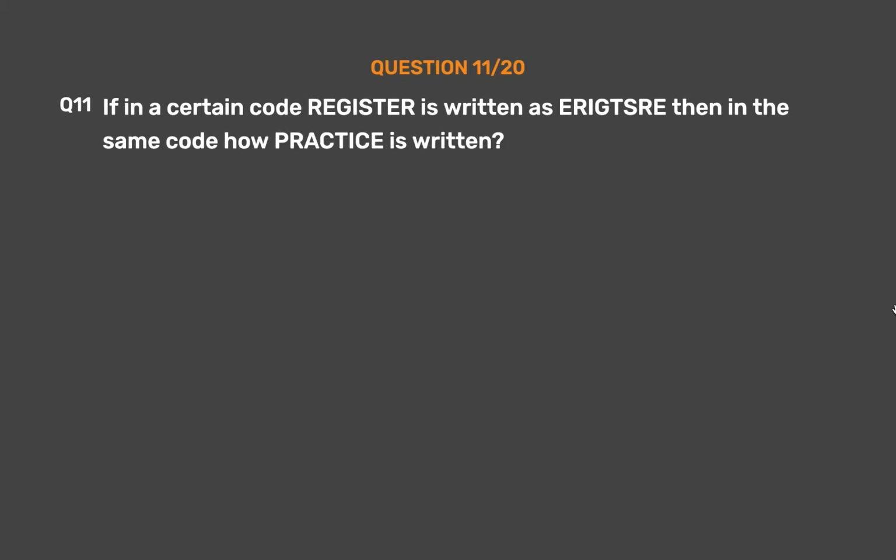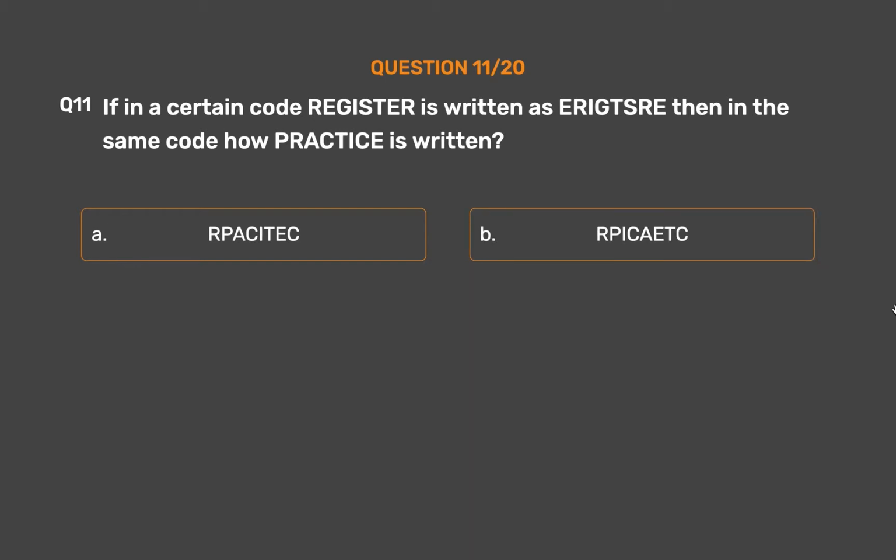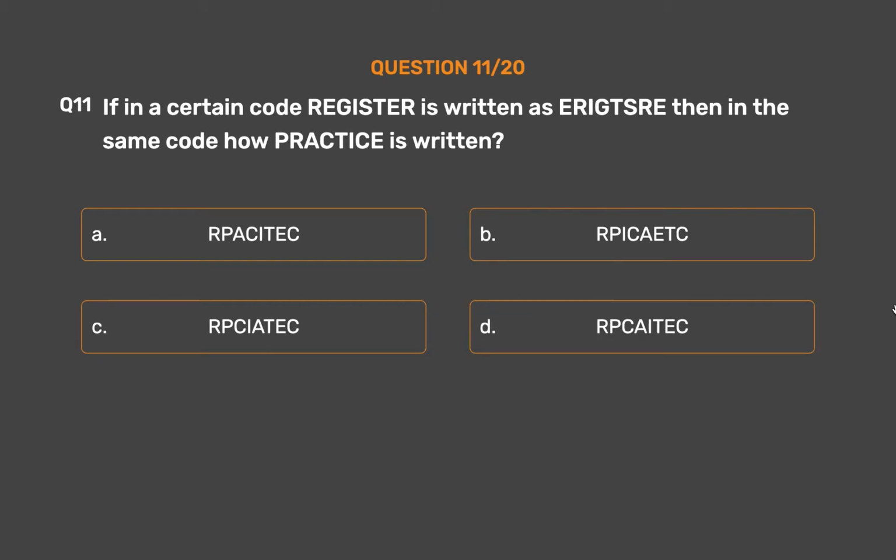Question number 11. If in a certain code register is written as Iriktsre, then in the same code how is practice written? Option A. Repasitec. Option B. Repasitk. Option C. Apiashetek. Option D. Apiaketek. Option E. None of these.